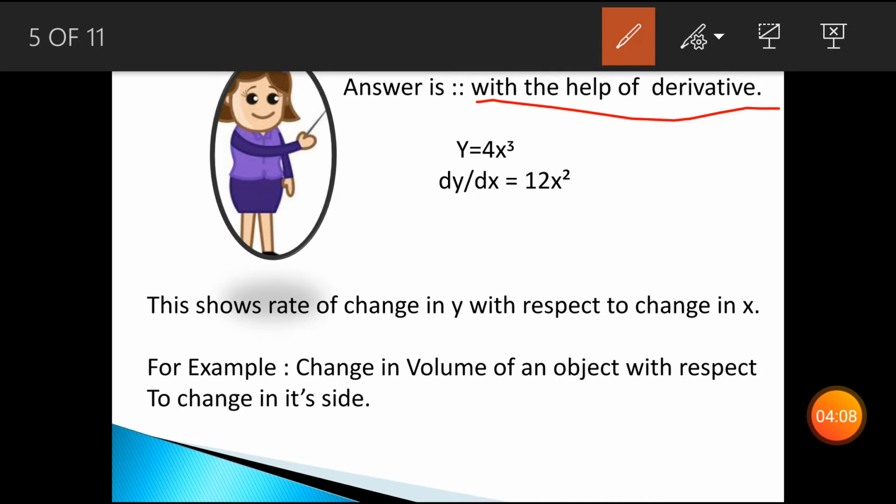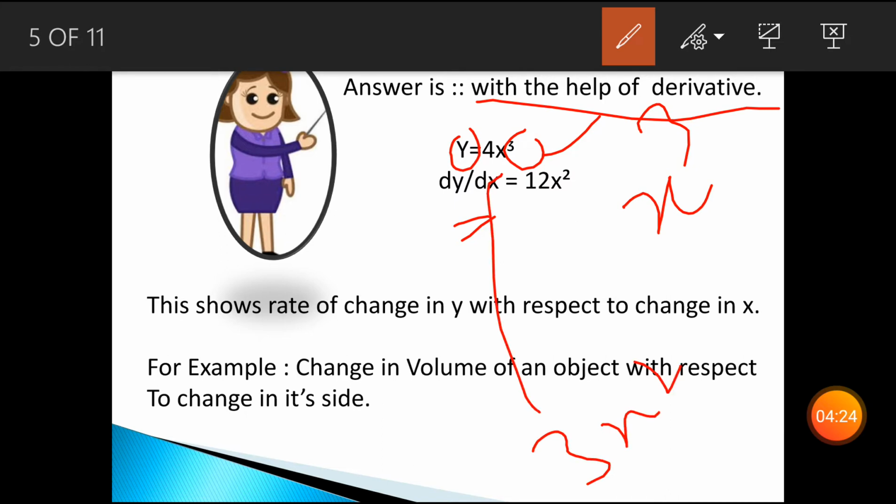Suppose the function is y equals 4x cube. You want to calculate the change in y with respect to x. It means you want to calculate dy upon dx. If you calculate it, d over dx of x cube will be 3x square, and 3 will be multiplied with this 4. So this will give you 12x square. It means the rate of change in y with respect to change in x is nothing but 12x square.